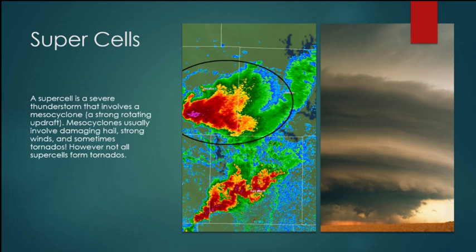Supercells. We all know supercells. A supercell is a severe thunderstorm involving a mesocyclone, a strong rotating updraft. Mesocyclones usually involve damaging hail, strong winds, and sometimes tornadoes. However, not all supercells form tornadoes.